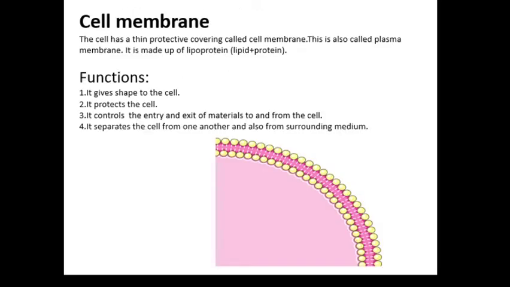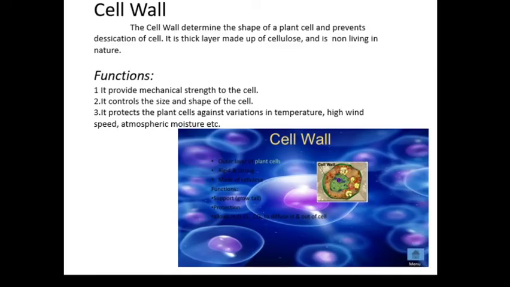Cell membrane. The cell has a thin protective covering called cell membrane. This is also called plasma membrane. It is made up of lipoprotein, that is lipids plus protein. Functions. It gives shape to the cell, it protects the cell, it controls the entry and exit of materials to and from the cell. It separates the cell from one another and also from surrounding medium.